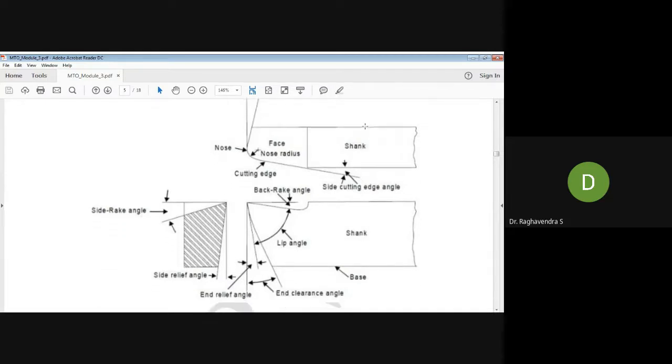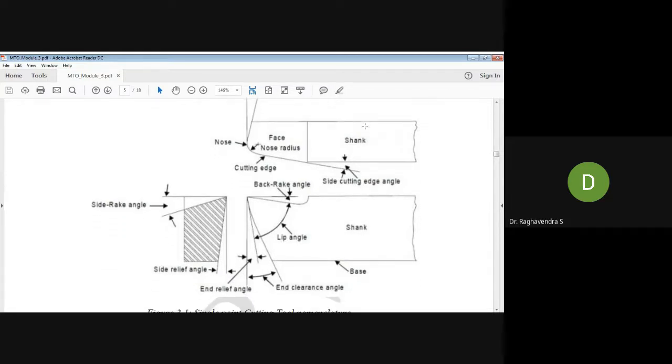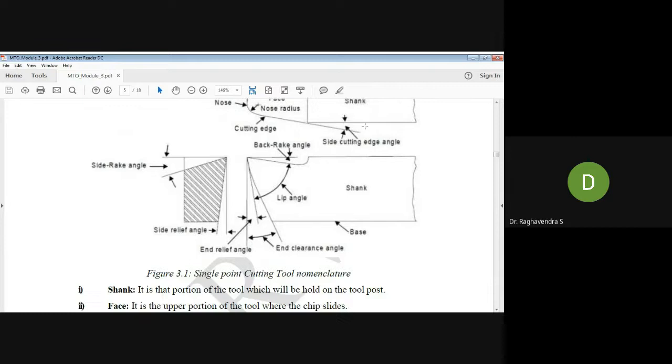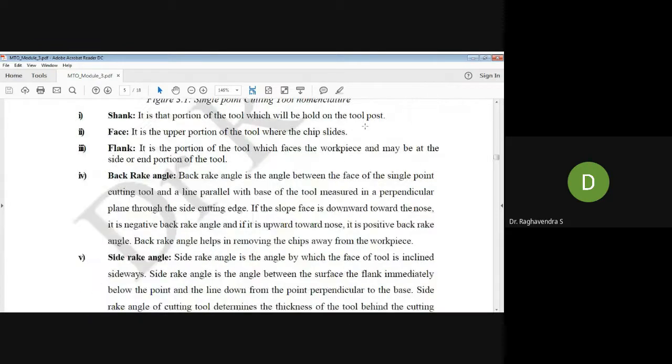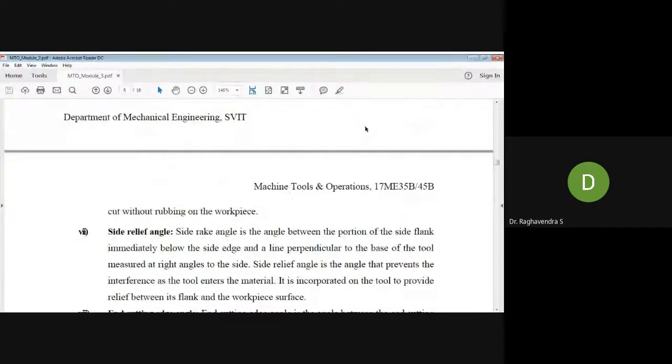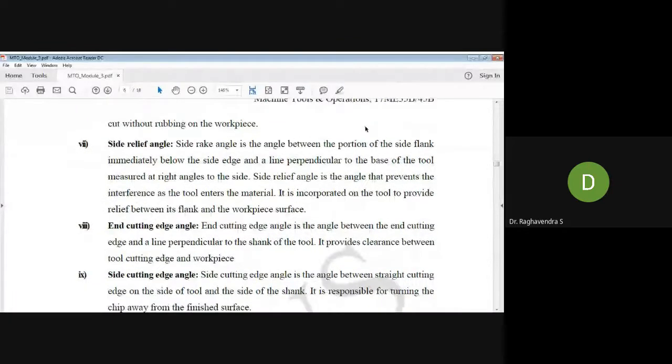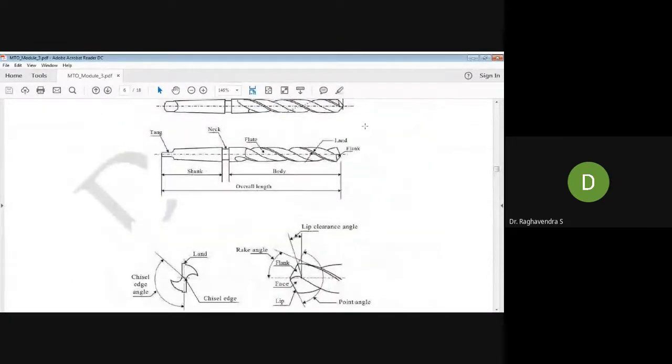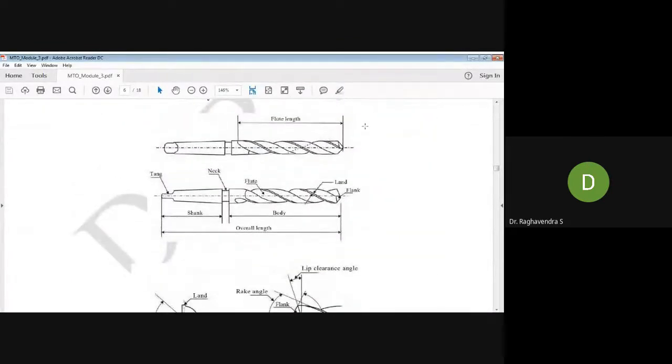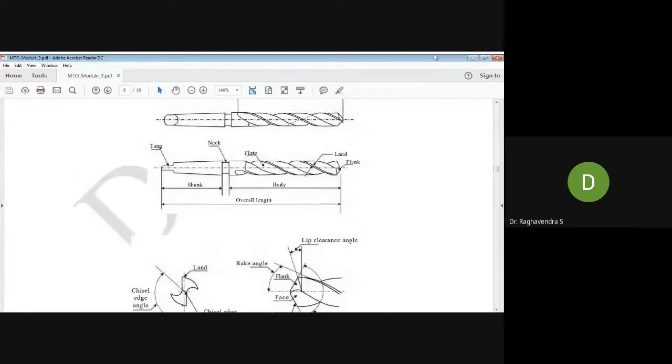So next, cutting tools: multi-point cutting and nose radius. This figure is very important from your examination point of view. I don't know whether you learn it by heart or practice it, but this is one of the important questions. You need to practice these things. I will share this PPT, I mean PDF, as material to you. You can learn all this.